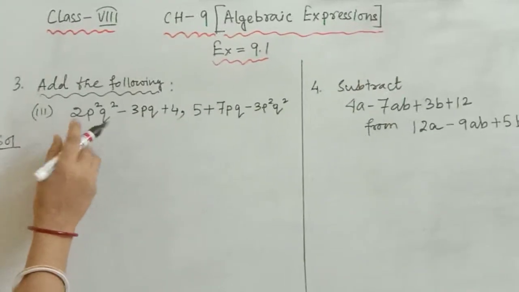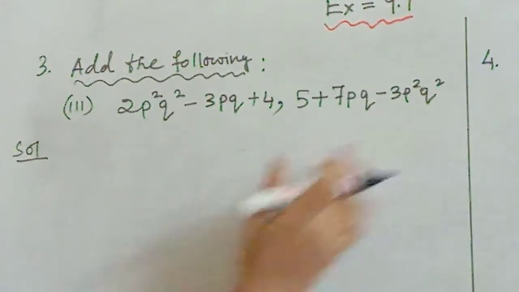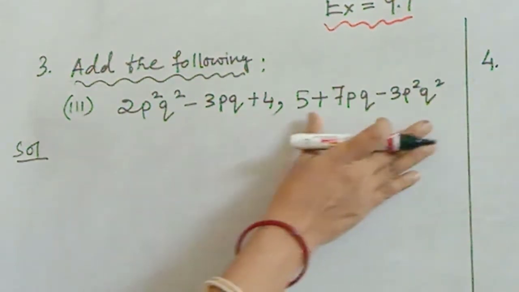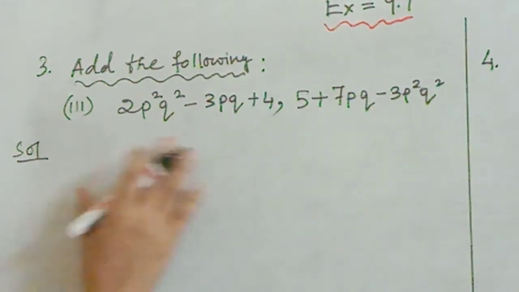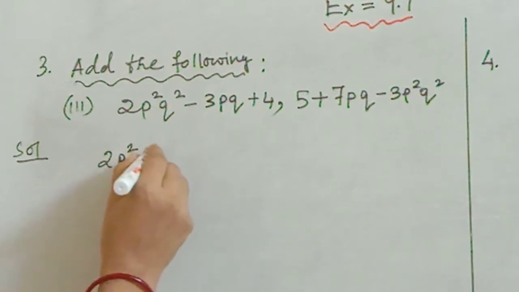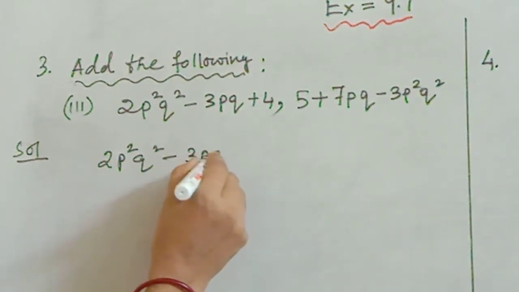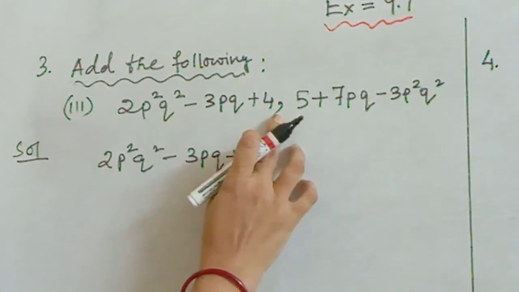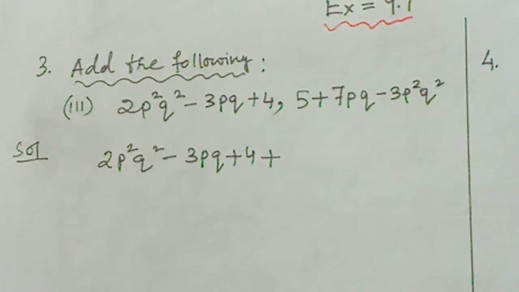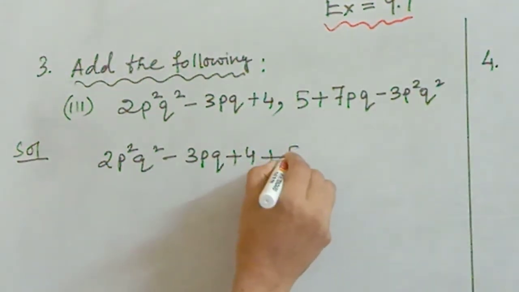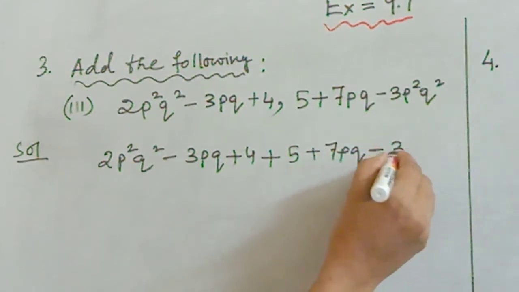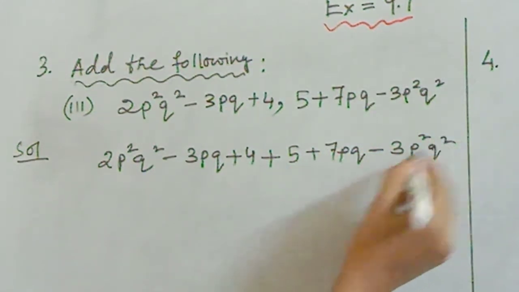You can see two expressions are there, and we have to add these two expressions. You know how to do this. First you will write the first one, 2p square q square minus 3pq plus 4. Then one expression is over. Then you have to write an addition sign. Then the second expression, 5 plus 7pq minus 3p square q square.